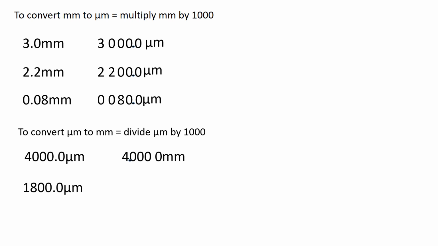If we have 1,800 micrometers, again the decimal point has to move to the left to make the number smaller, and we have 1.8 millimeters. Now we try a trickier number, 40 micrometers. What we should do is stick a couple of zeros on to the left hand side, and then it's a case of moving the decimal point 3 places to the left, and we have 0.04 millimeters.